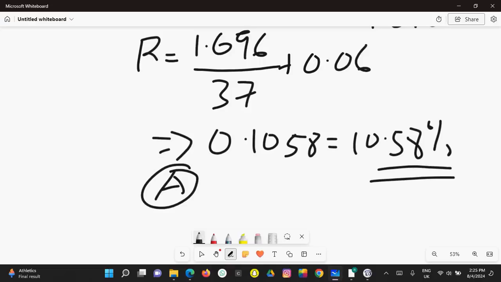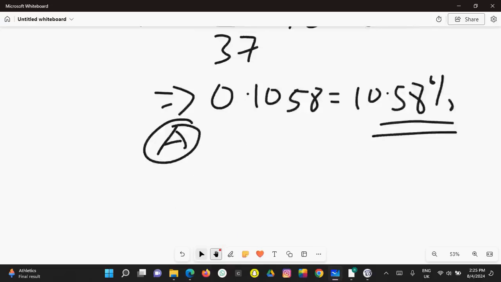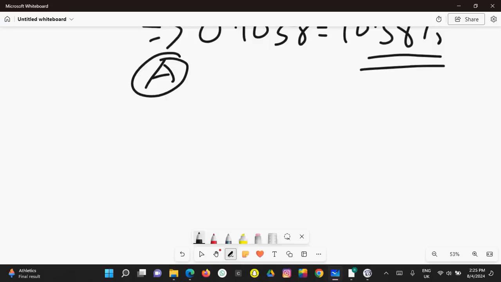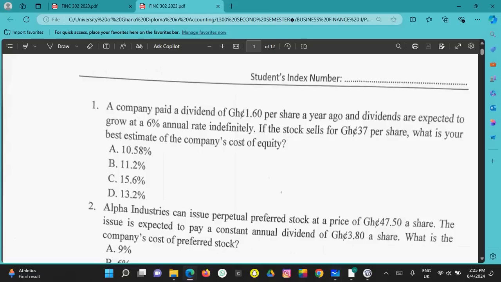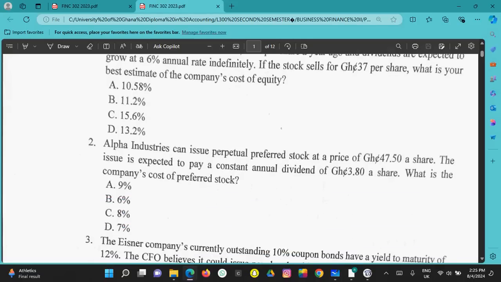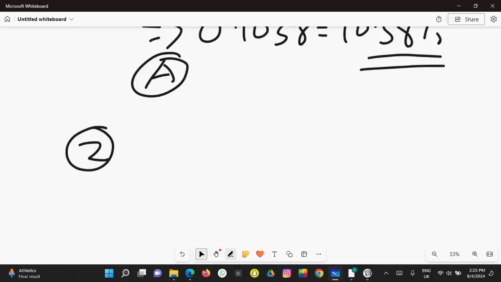So now question 2. Alpha Industries can issue perpetual preference stock at a price of 47.5 a share. The issue is expected to pay a constant annual dividend of 3.8 a share. What is the company's cost of preferred stock, right? So it's the same thing as what we did, but here it is preferred stock.